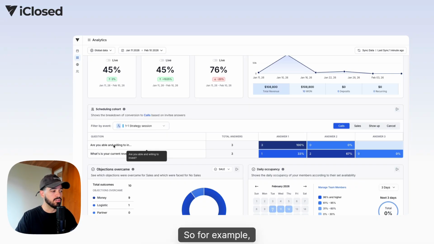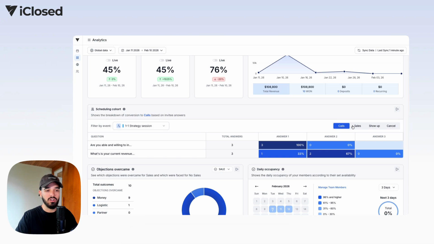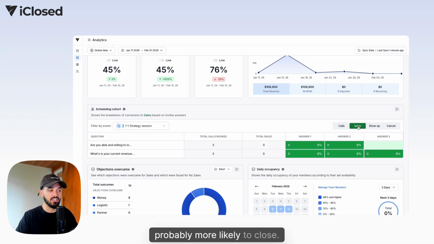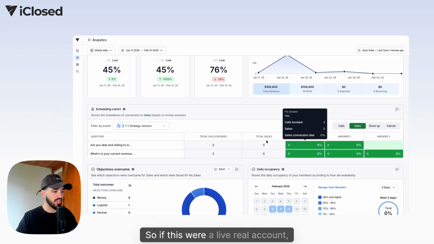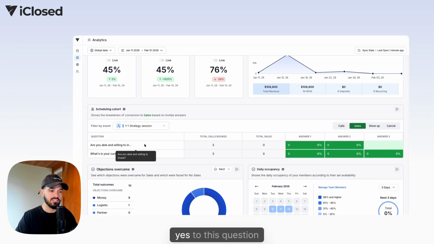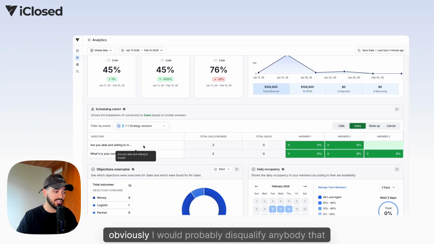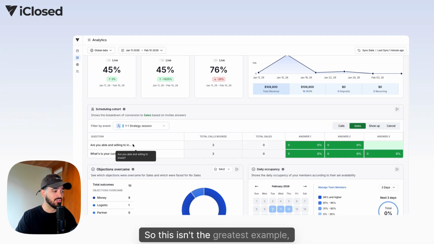So for example, this question here, are you able and willing to invest? Now, of course, most people who answer yes to that question are going to be more qualified, probably more likely to close, right? So if this were a live real account, you would probably see here that people who answer yes to this question are going to have a better closing rate. However, with this question, obviously, I would probably disqualify anybody that says no. So this isn't the greatest example.